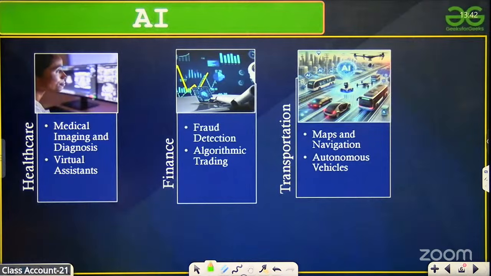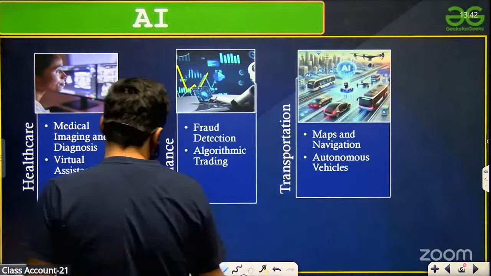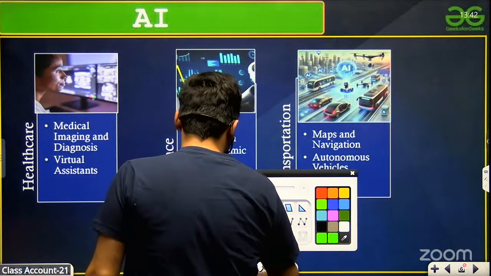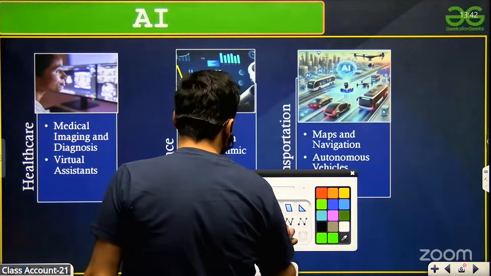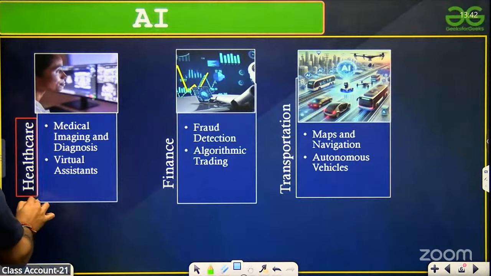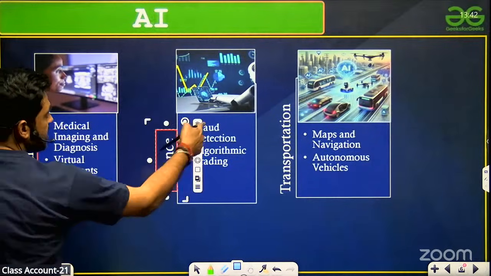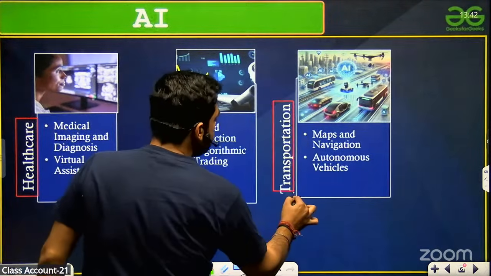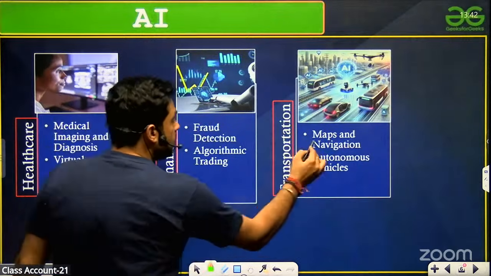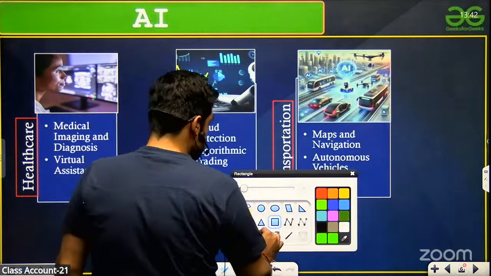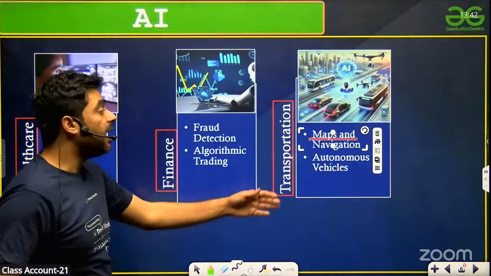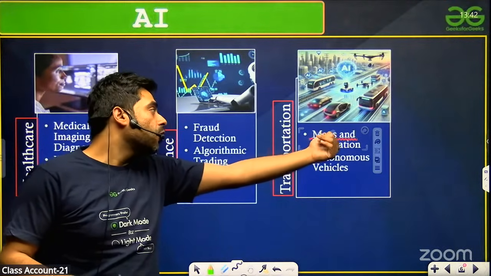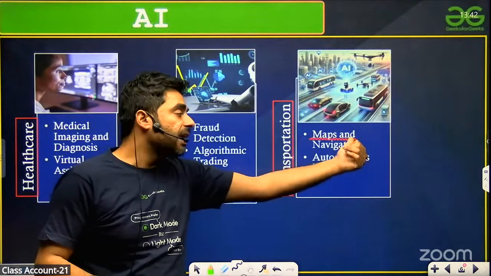Okay, now I would be showing you the application point of artificial intelligence. So where it can be used. It is highly used in healthcare. It can be highly used in finance, in fraud detection, algorithmic trading. So healthcare, medical imaging and diagnosis, virtual assistance. It is highly used in transportation. Like I told you, maps. This is a great and highly used example in the navigation industry, for the navigation purpose.